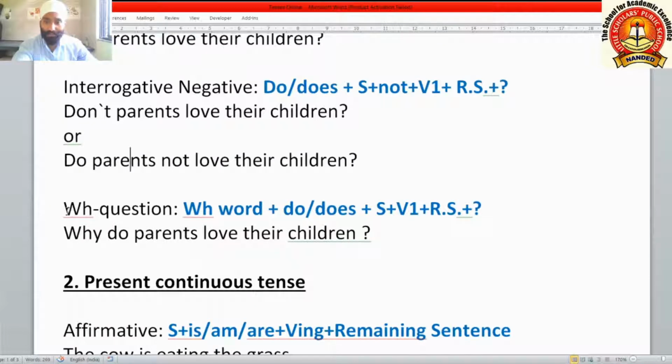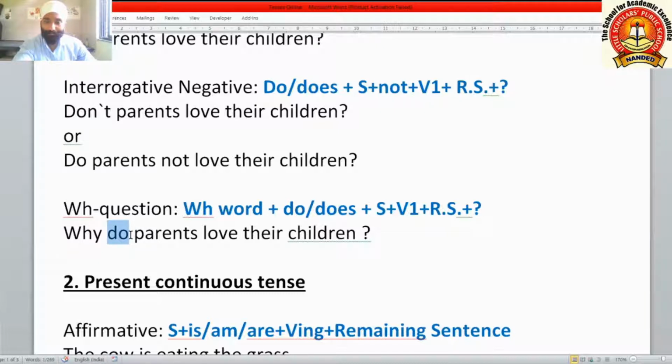Now let us see the WH question, how to form a WH question in simple present tense. First you have to take the WH word, then do or does, then the subject, then the verb in the first form, then the remaining sentence plus a question mark. Why do parents love their children? Here, why is the WH word. Any WH word you can take. I have used why here.